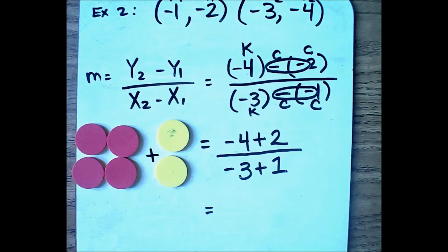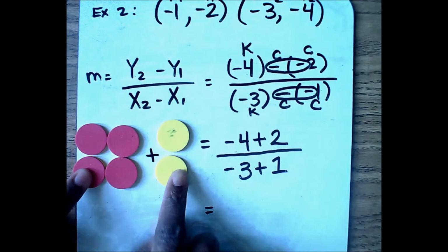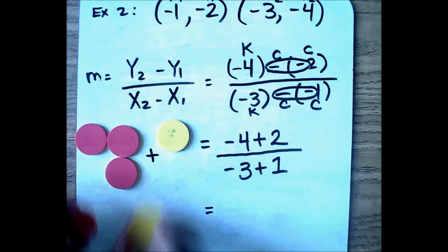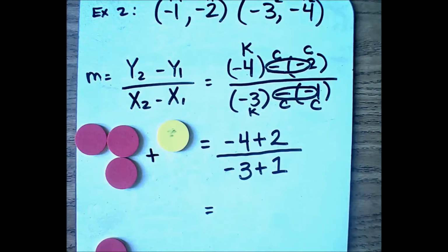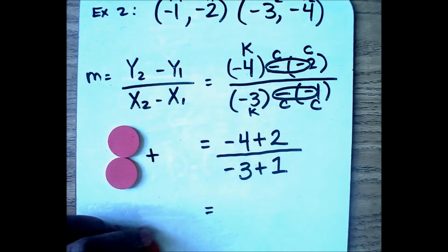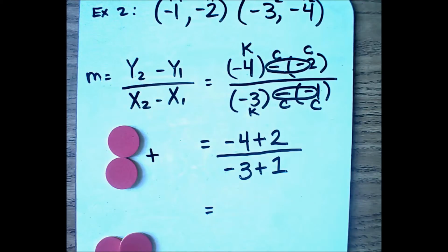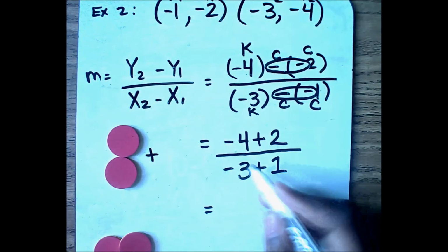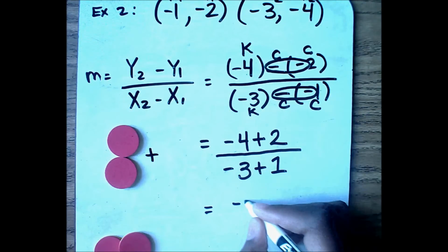So what I'm going to do is match up my red, or my negative, with my positive. For each one, I'm going to match up. So that's one match, and that's two matches. So what's left? I have 2 red ones left. If I have 2 red, then that means my answer is -2.